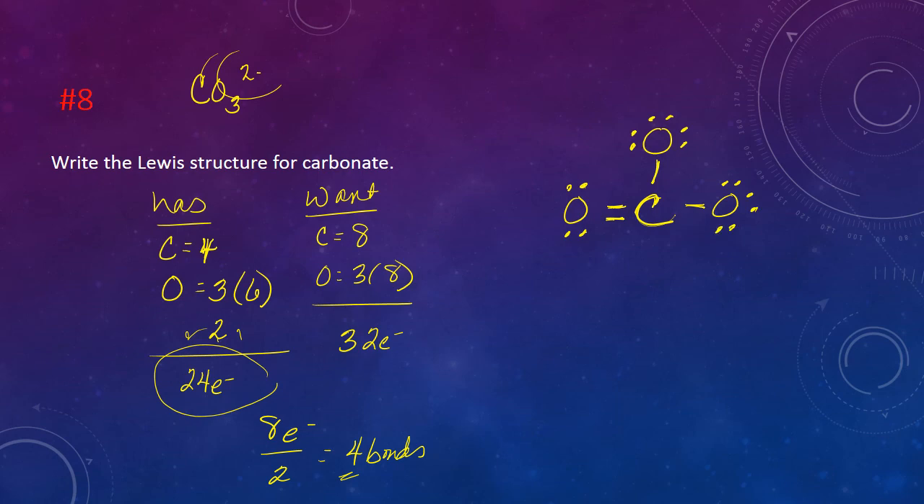Are we done? No, we're not. Remember, there's that funny notation we have to use for ions. You need to put the ion in brackets and put the charge on it. Now you're done with carbonate.